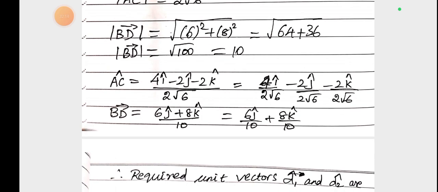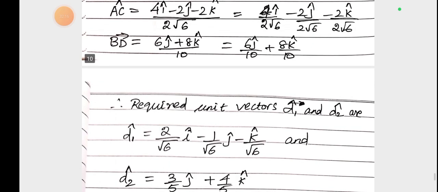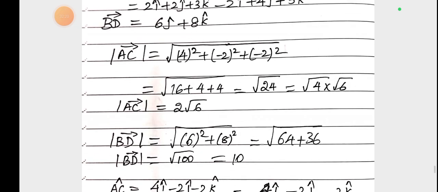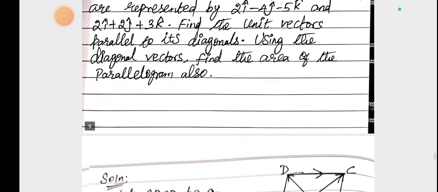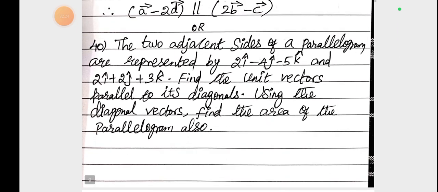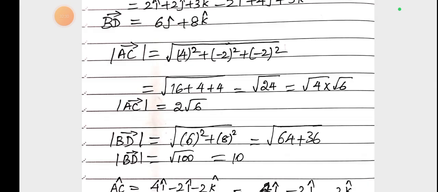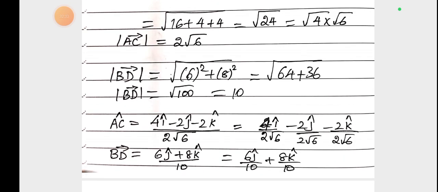They are asking about the diagonals, so I want to find the cap of each. Sir, what have they asked? You can read the question, children. Adjacent sides of a parallelogram. Find the unit vector parallel to its diagonal. So that way you are going for the unit vector parallel to the diagonal first.